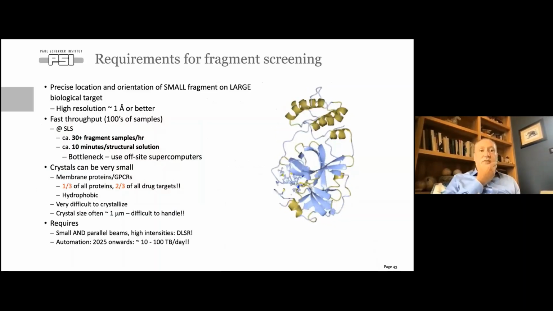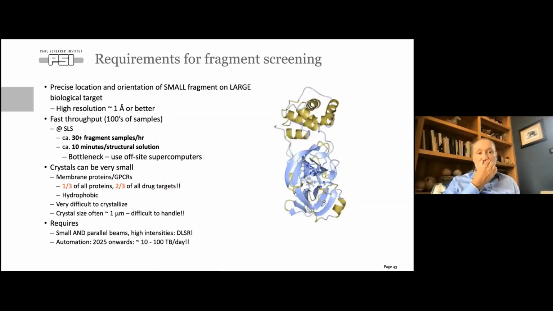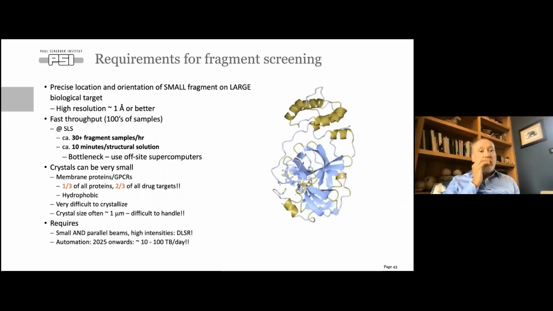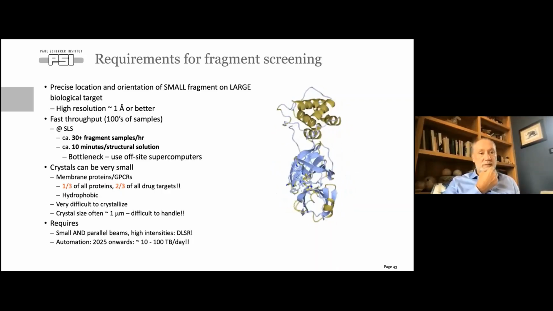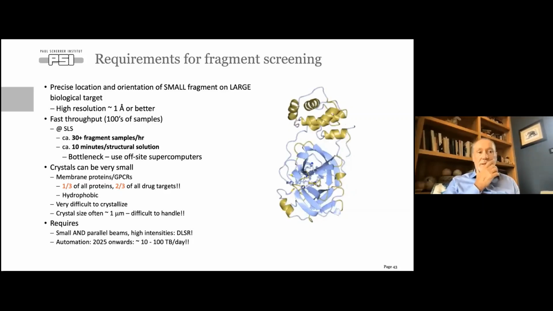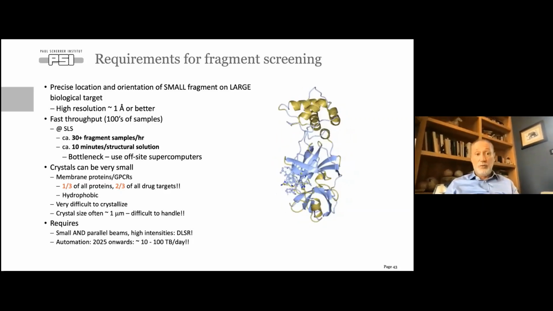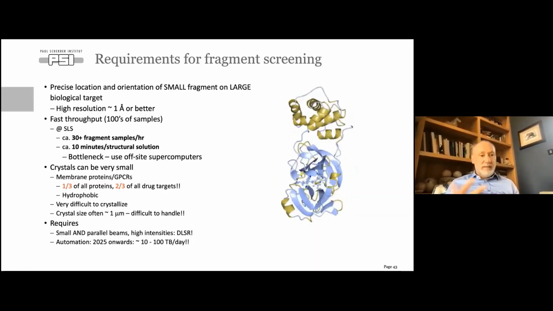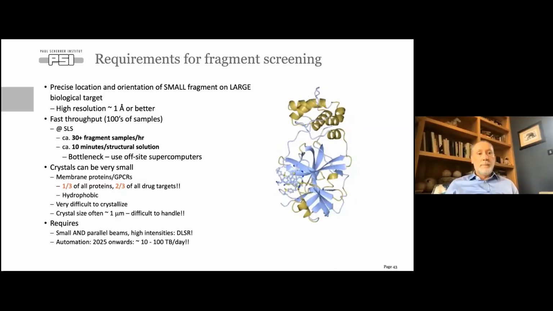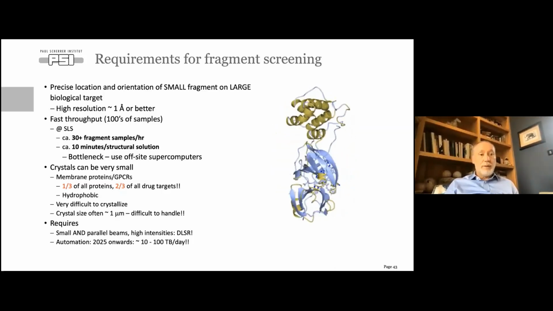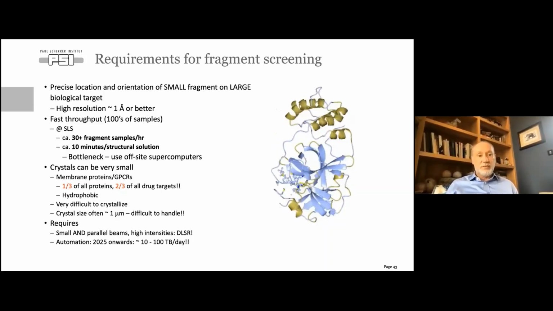Now, the crystals can be very small, and the reason for this is a lot of the crystals of interest, membrane proteins and GPCRs, are hydrophobic and therefore do not easily form crystals. There are ways to try and trick them into this using different sorts of media. But importantly, they represent in reality about a third of all proteins and 2/3 of all drug targets. So we really want to be able to look at these hard to crystallize protein types. So this will require both small and parallel beams and high intensities. And this is what makes DLSR so interesting.